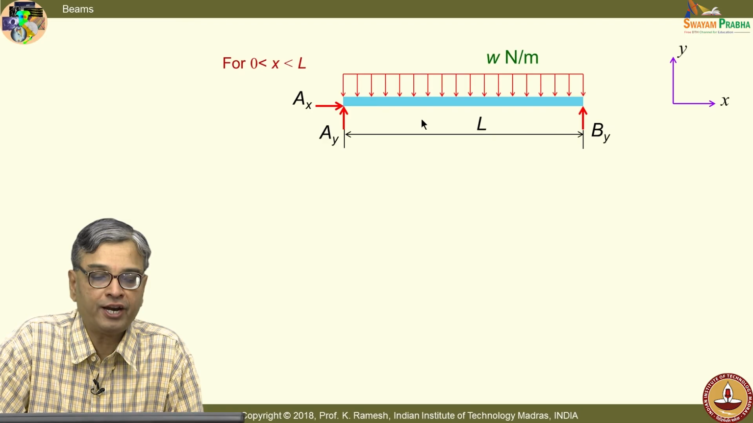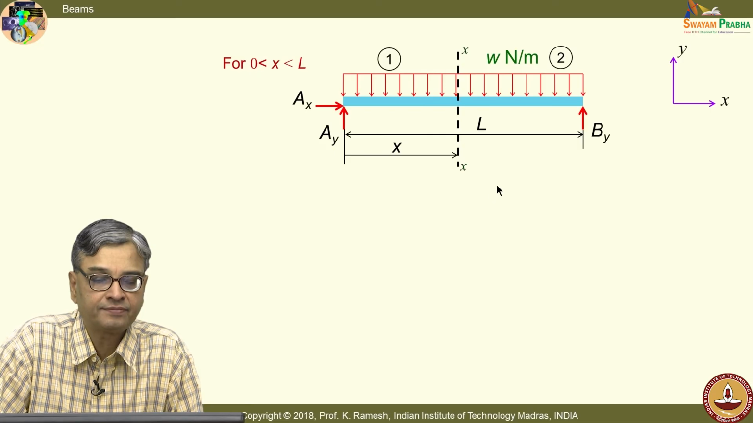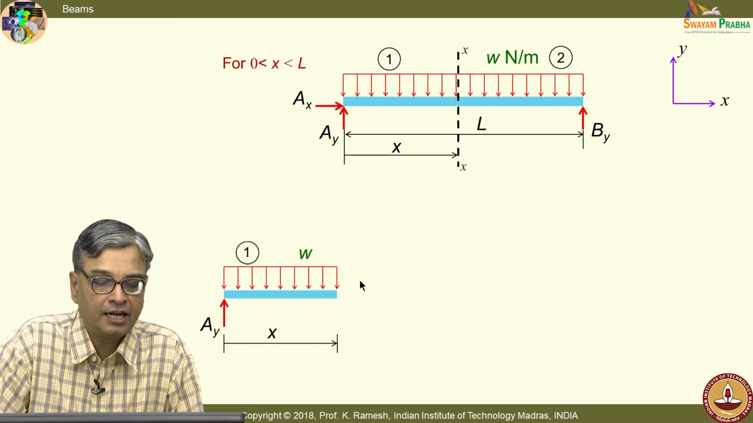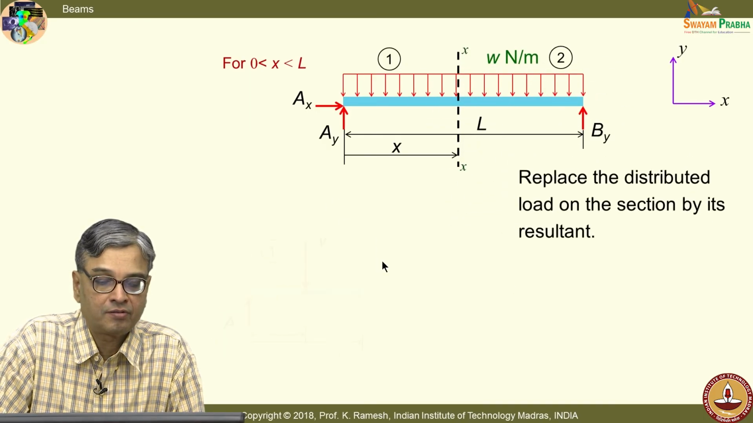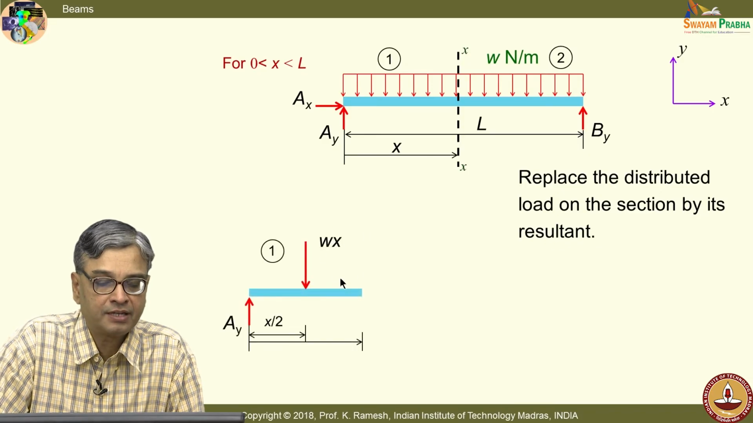And suppose I want to find out what happens at a section of distance x from one of the ends. I take out this section, and for this section, again if I have to find out the forces, I could replace this distributed force by its resultant. And that is what I have done here, and I put the unknown forces as per the sign convention of Meriam.